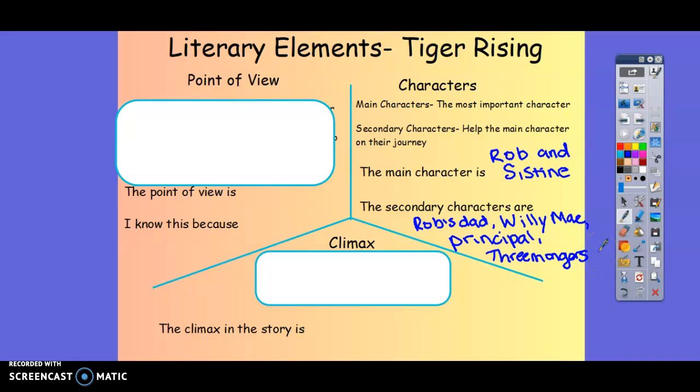Right? So all of those are important characters, but they're not the main characters. So those are what we would consider our secondary characters. So the next thing we're going to do is look at the point of view of the story.